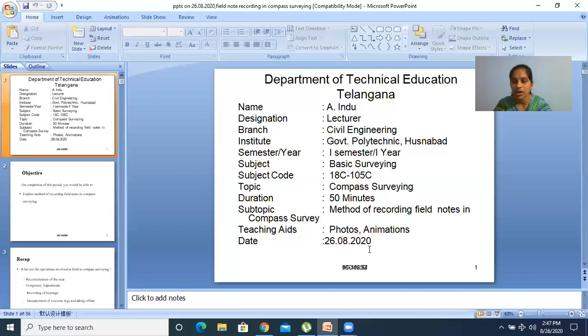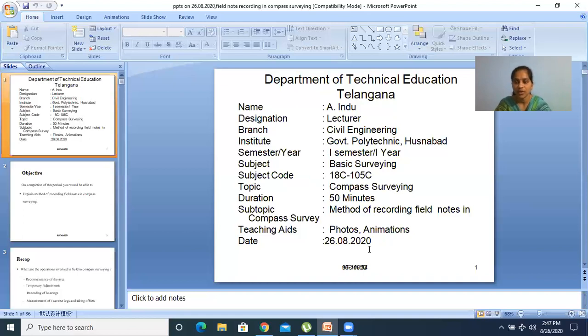After that we have to do temporary adjustments of the instruments. What do you mean by temporary adjustments? How can we do temporary adjustments? That topic also we have discussed. Temporary adjustments means the adjustments which we have to do at the station itself. In that we have to do adjustments like centering, leveling, and adjustment of the prism.